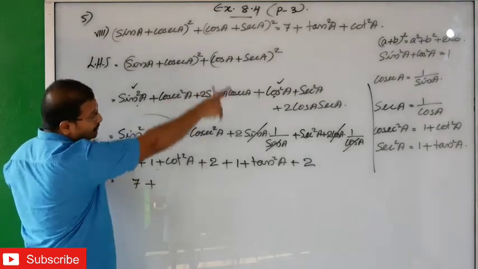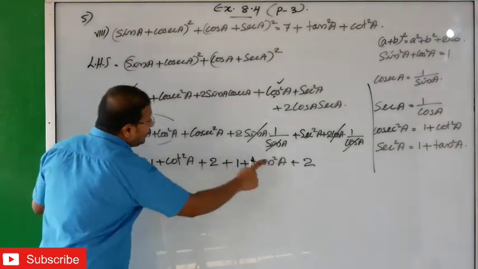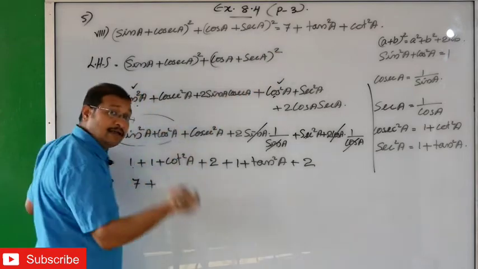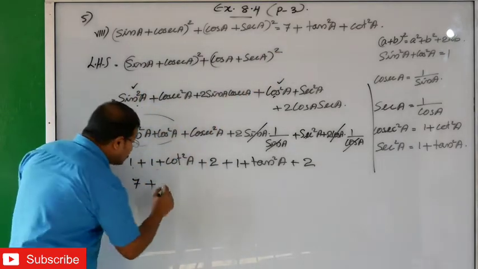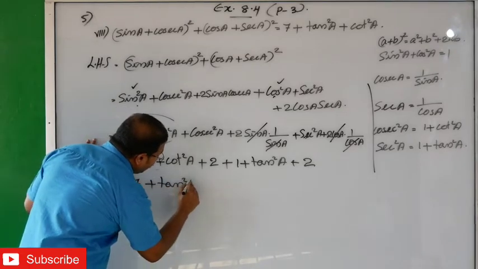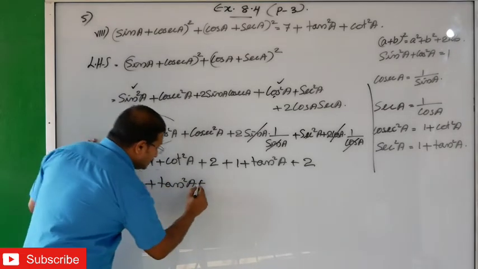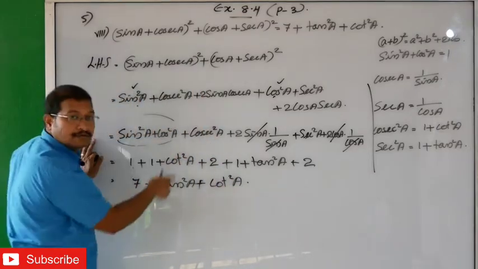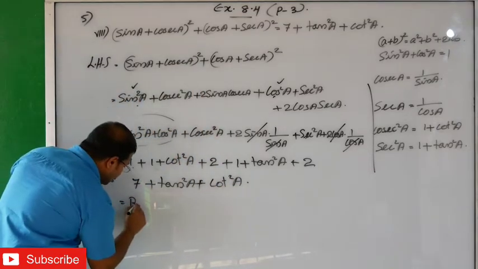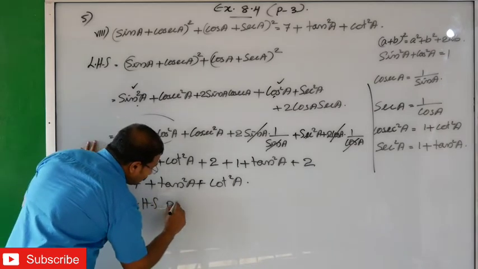See now, next one. What do we want? We have cot square plus tan square, but we want it in terms of tan square plus cot square, so let us write first tan square a plus cot square a. See, that equals RHS.